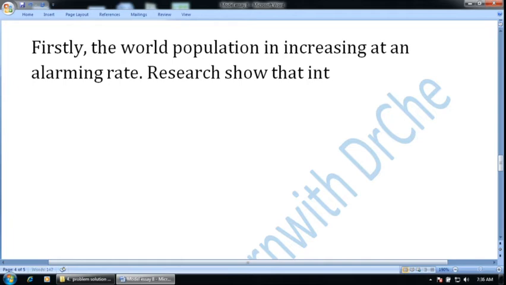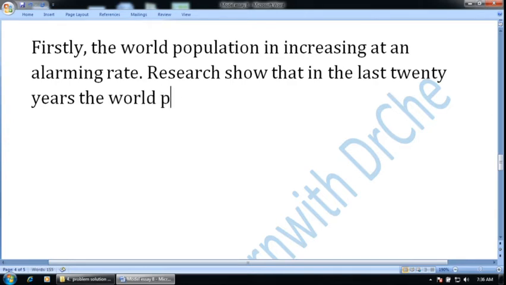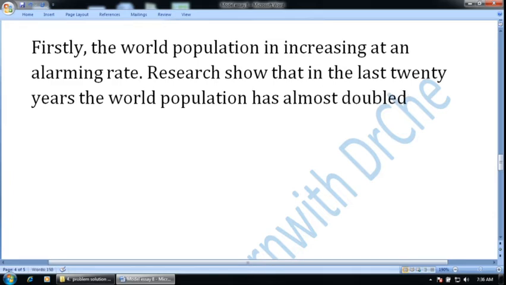Show that in the last century, so in the last 10 or 20 years, in the last 20 years, the world population has almost doubled. Research showed that in the last 20 years, the world population has almost doubled.